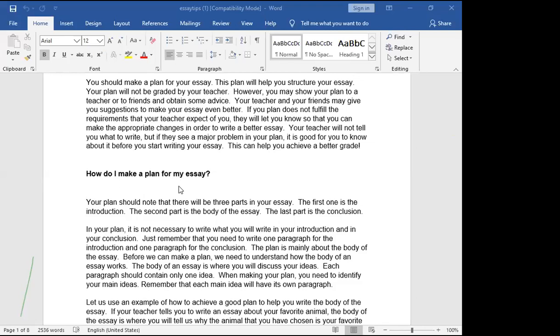Before you can make a plan, you need to understand how the body of an essay works. The body of an essay is where you discuss your ideas. Each paragraph should contain only 1 idea. When making your plan, you need to identify your main ideas. Remember that each main idea will have its own paragraph.